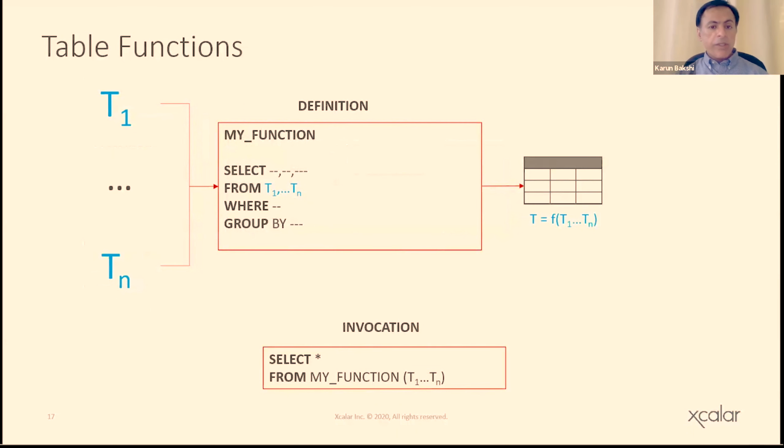The invocation for this kind of a function, of course, is something very simple, just like you would do with scalar functions. It's just calling the function with parameters as you see below. You can just say select star from my function T1 through Tn. And the from part really is the one that supplies the table as a function of table inputs. So maybe let's take a look at an example of what that looks like.